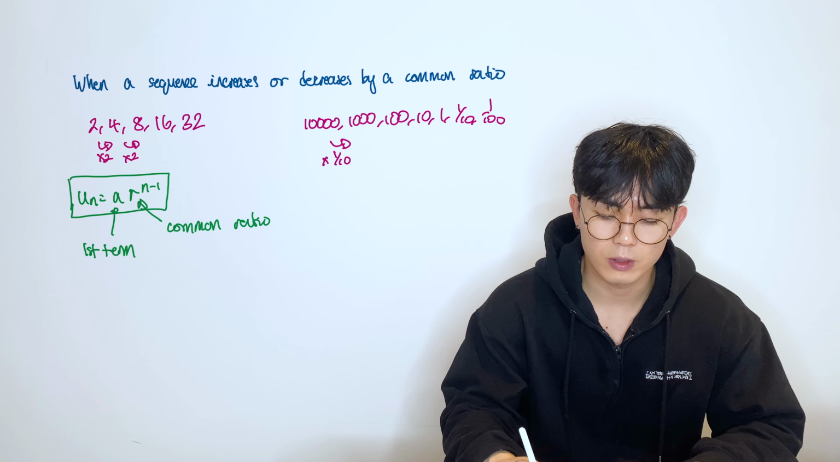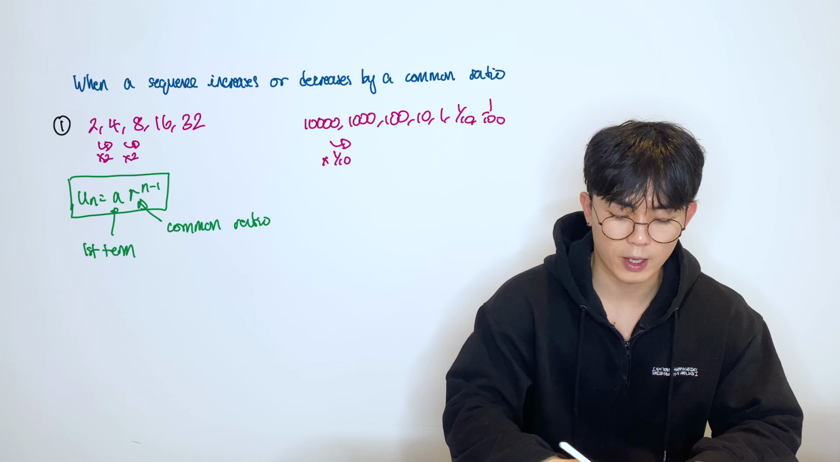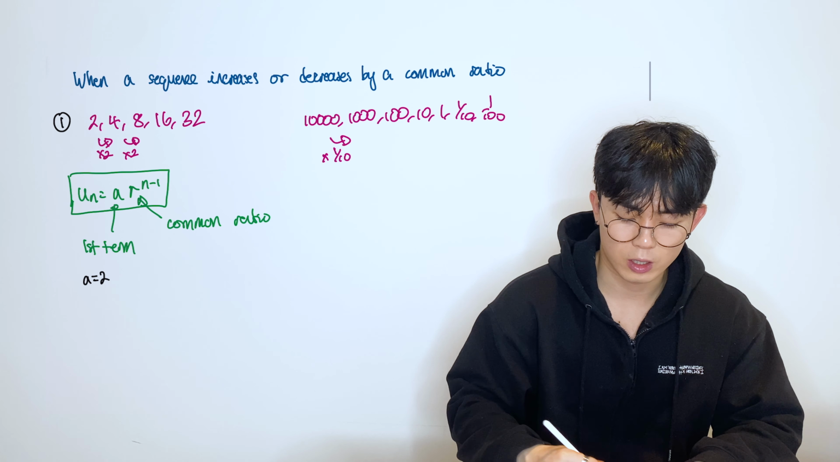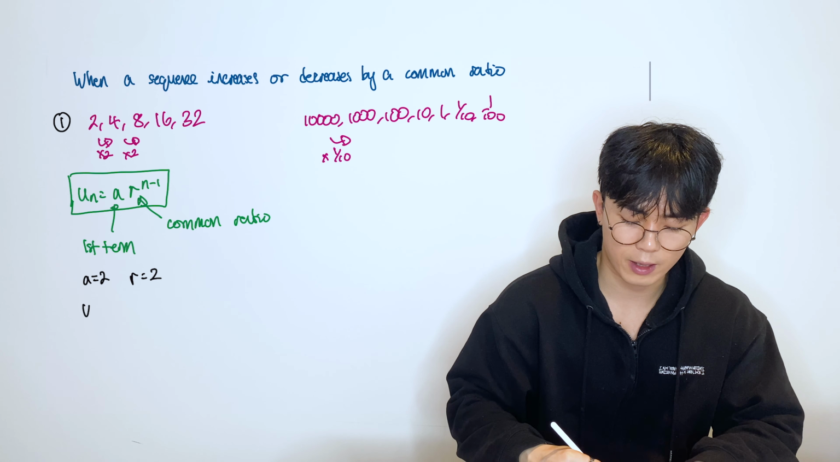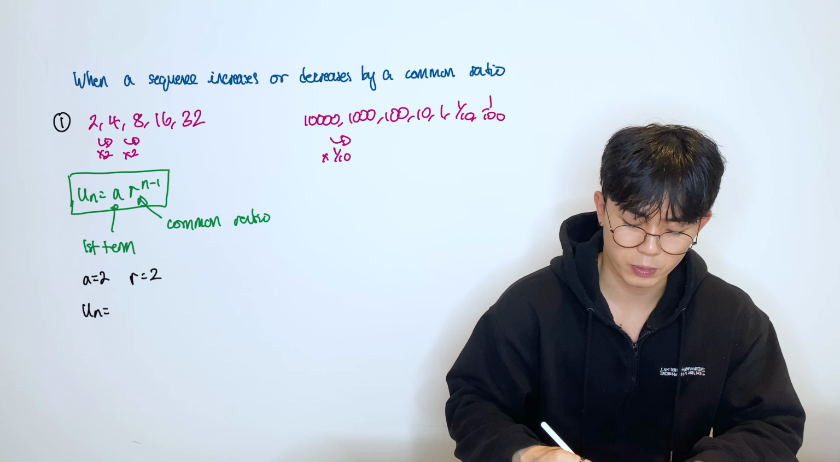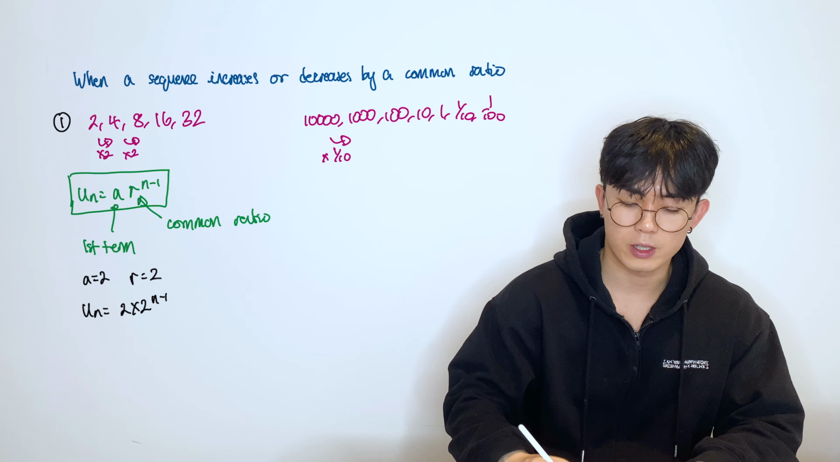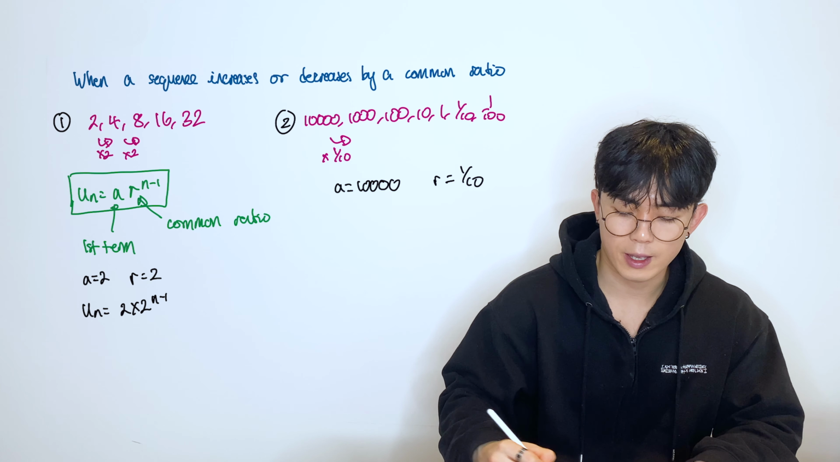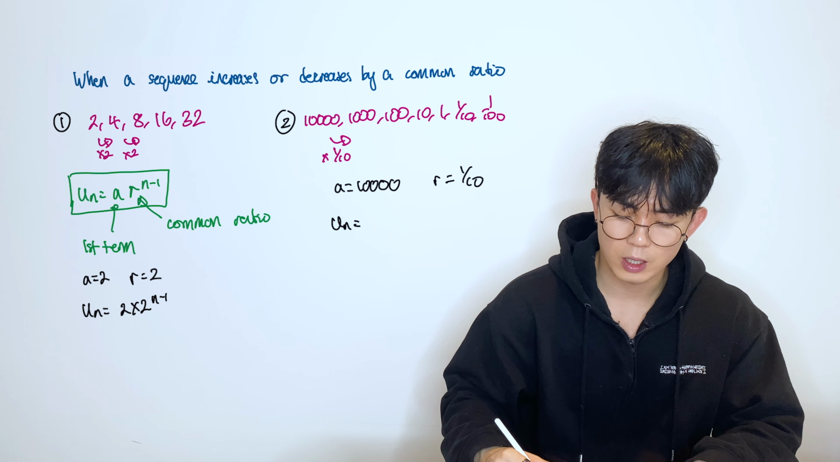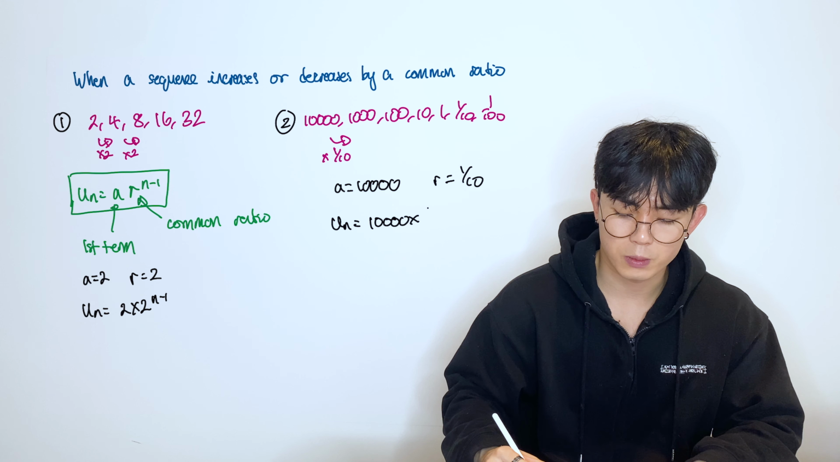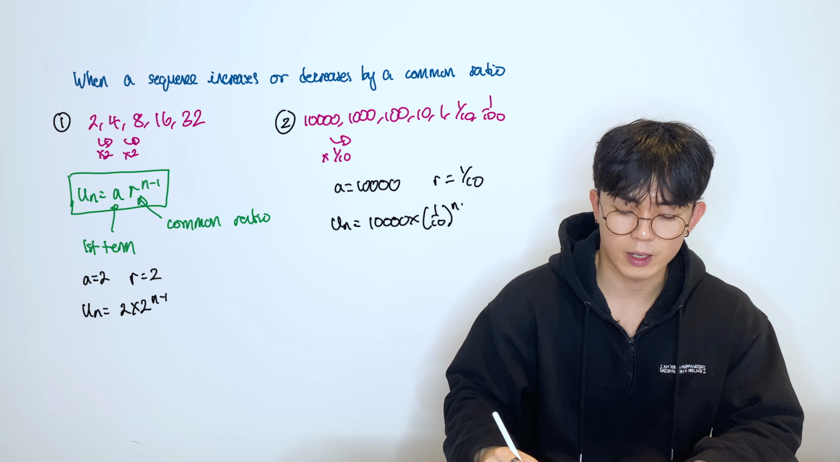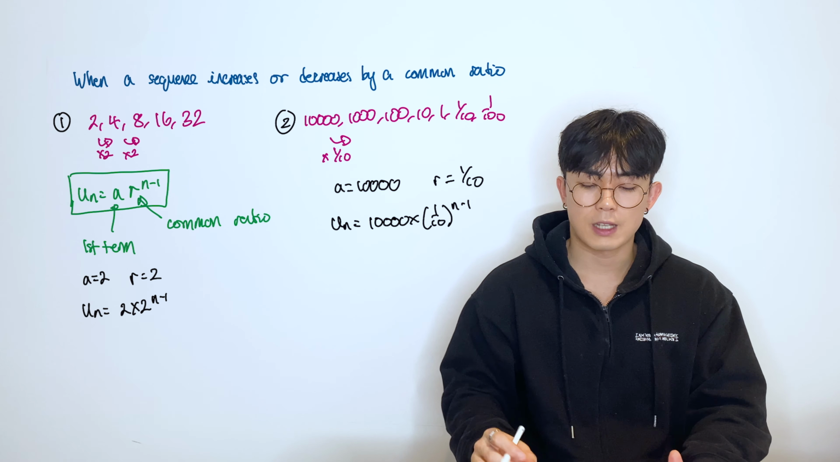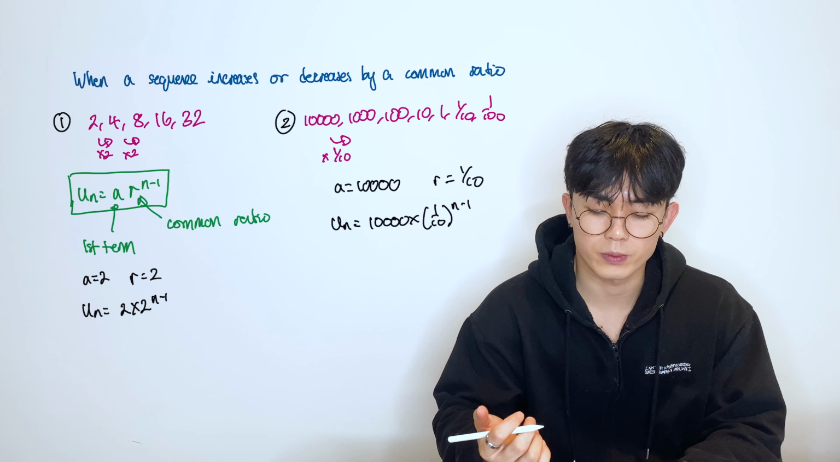And so for example number 1, our a will be 2, our r will be 2 as well. So the end term for this first sequence would be 2 times 2 to the power of n minus 1. For the second one here, our a, the first value, is 10,000. Our r is 1 over 10, so the end term un is equal to 10,000 times 1 over 10 to the power of n minus 1, like this. So that's how we find the end term equation.